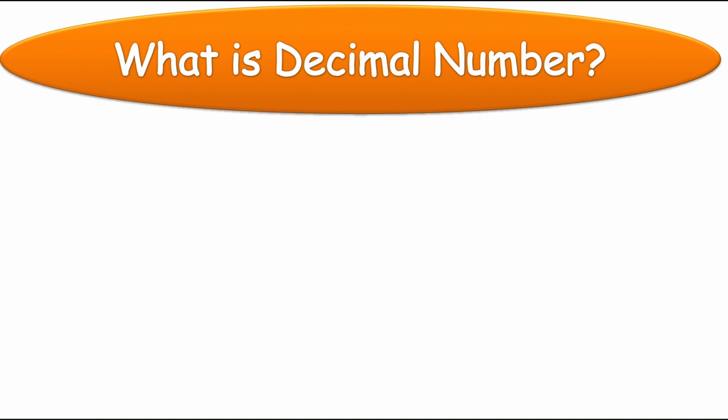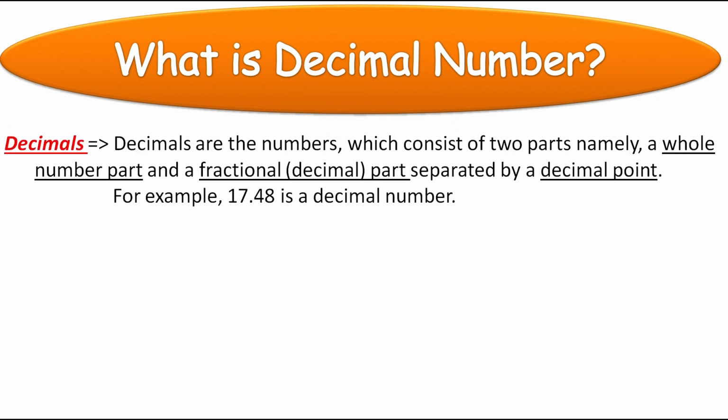I'll tell you. Decimals are the numbers which consist of two parts, namely a whole number part and a fractional, or we can say decimal part, separated by a decimal point. For example, 17.48 is a decimal number. Okay, that's the definition.